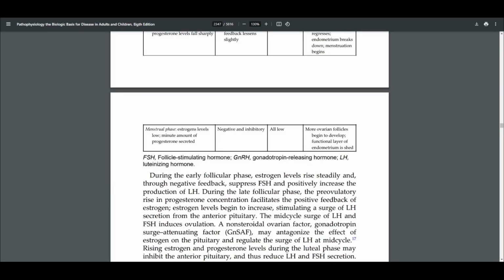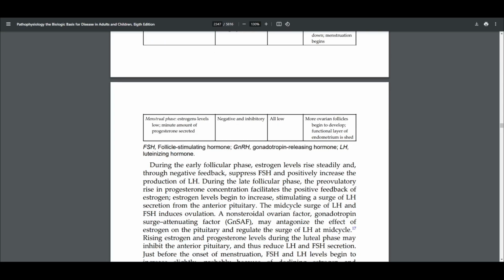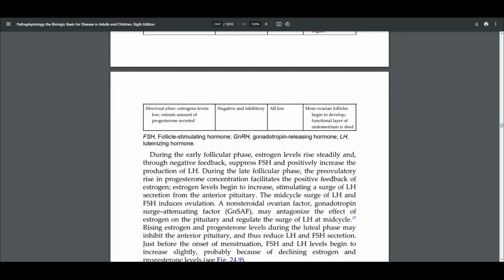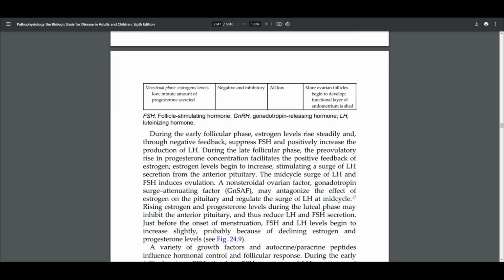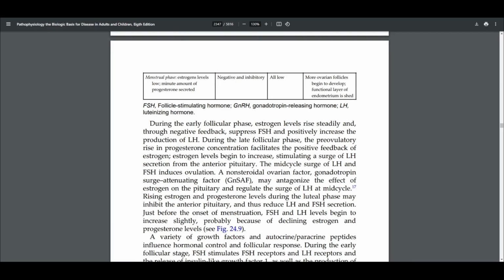During the early follicular phase, estrogen levels rise steadily, and through negative feedback, suppress FSH and positively increase the production of LH. During the late follicular phase, the pre-ovulatory rise in progesterone concentration facilitates the positive feedback of estrogen. Estrogen levels begin to increase, stimulating a surge of luteinizing hormone secretion from the anterior pituitary. The mid-cycle surge of LH and FSH induces ovulation.